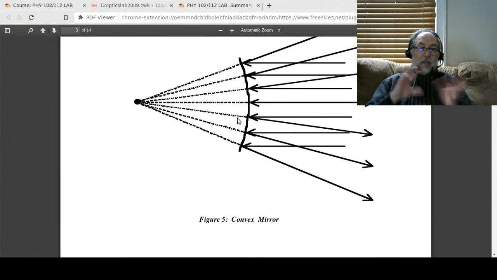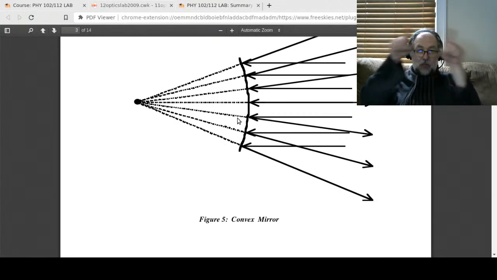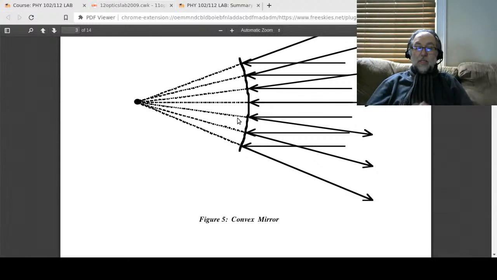Now, it's a little bit confusing, but the convex lens, that's the lens which is thicker in the middle, or the converging lens, is actually more like a concave mirror. So the convex lens works like a concave mirror, and the concave lens is like a convex mirror. I know it's a little bit confusing, but that's the way it works, okay?